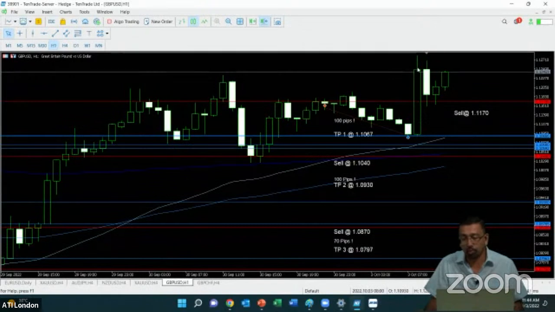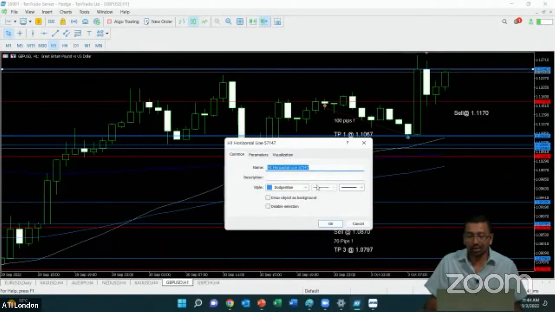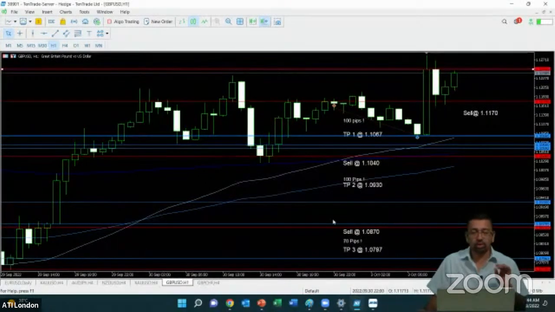It went up and up and up, and then it closed right there. So where did it actually close? Let's take a look. Close right here. So I'm going to mark that as a red line, as a potential resistance. Now, this is for GBP USD on the 1 hour chart, okay?